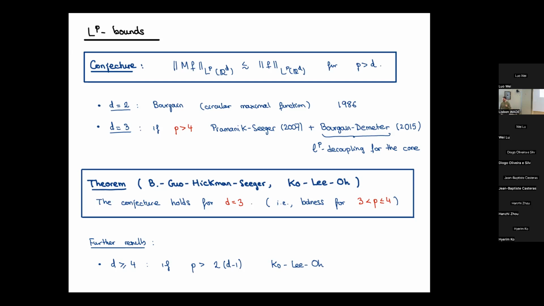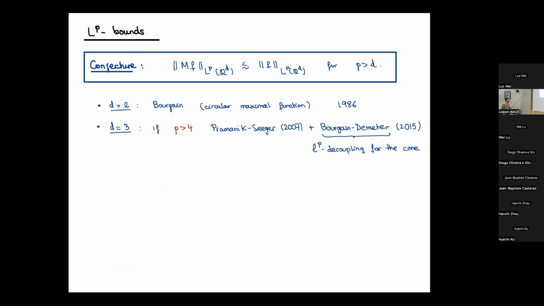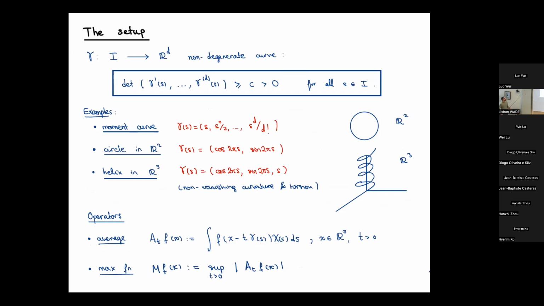Yes. You go back to the previous slide, so that I understand the conjecture. So the conjecture is for which gamma? In any dimension. The gamma is any non-degenerate curve.